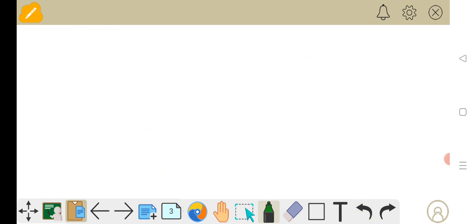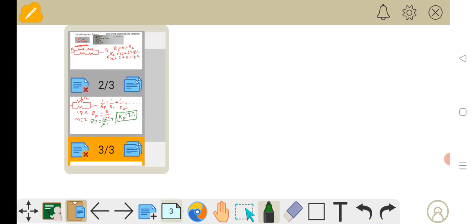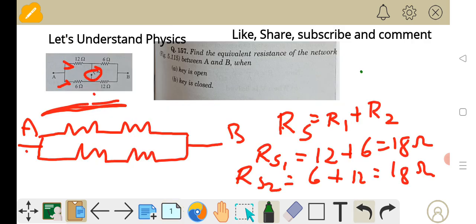Now the same way they have asked in question B, when the key is closed, what is the value of equivalent resistance? For the same diagram you have to take. Now when the key is closed, what happens? Now there is another path with wire. There is another path formed here. Now the circuit has 4 resistances, and if you know how these 4 resistances are connected in the circuit, you will get an idea how to solve.